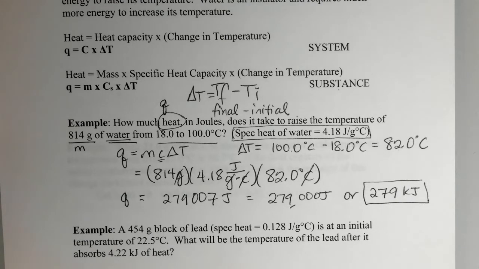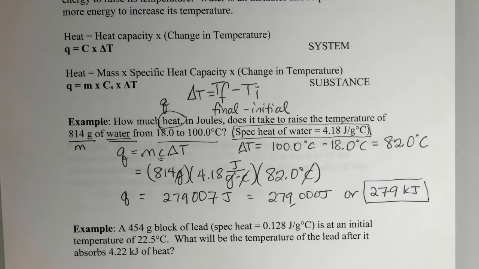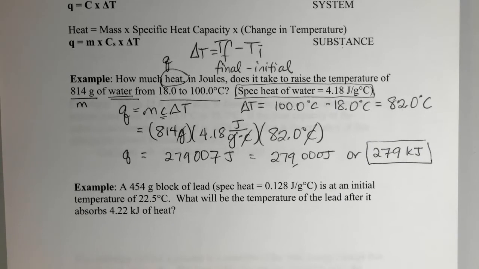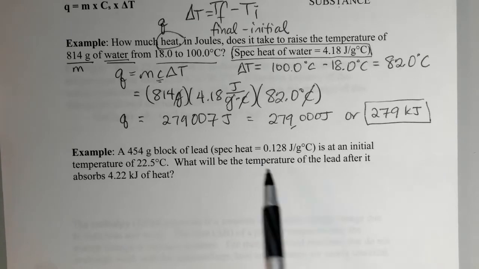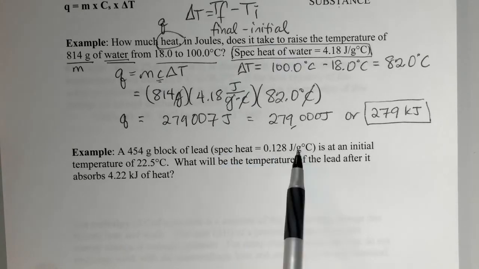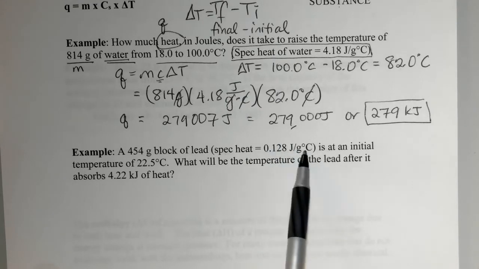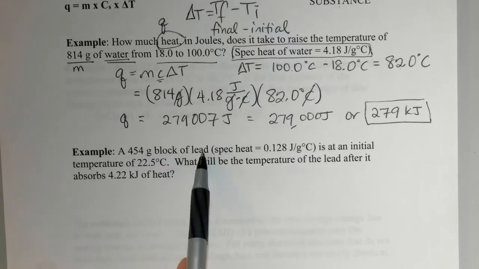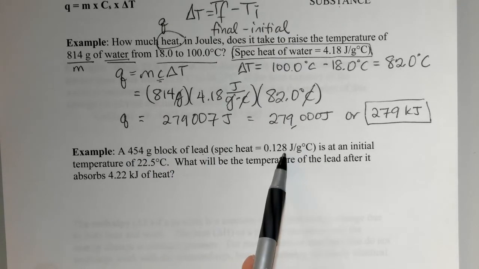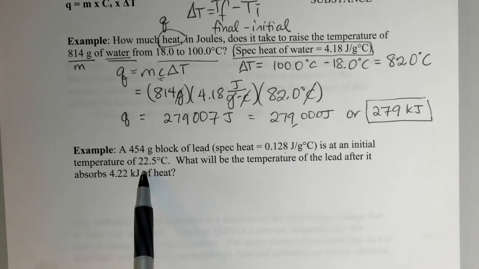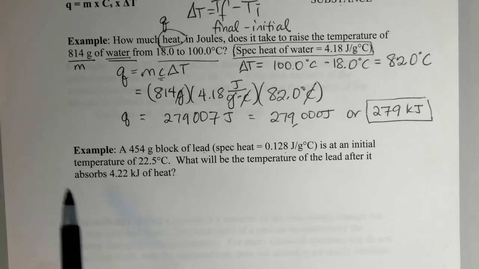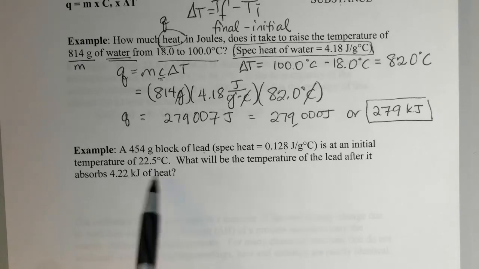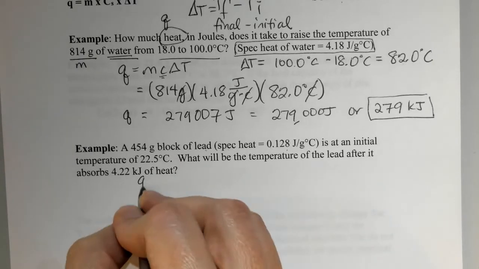Now, water is an insulator, so it has a very high heat capacity. If I look at something like lead, we learned way back in the beginning that metals are very good conductors of energy. So their heat capacities are much lower, and it takes much less energy to start changing their temperature. So we're going to take a 454 gram block of lead, a different substance with a different heat capacity. Initial temperature is 22.5 degrees Celsius. We want to know what the temperature of the lead will be after it absorbs 4.22 kilojoules of heat. So this is actually our Q.